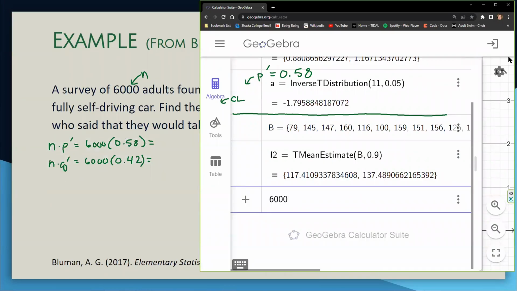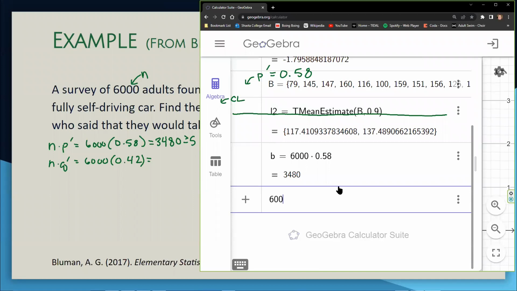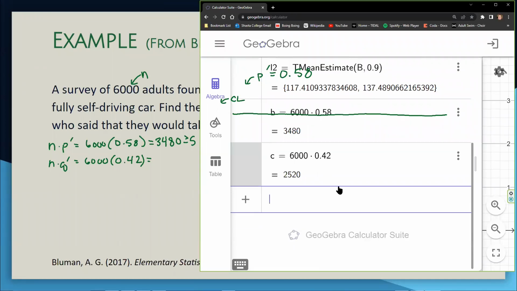So 6,000 times 0.58 is much bigger than we need it to be. That's 3,480, which is greater than or equal to 5. And then we're going to do the same thing for Q prime times N. So 6,000 times 0.42, and that's 2,520, which is also significantly bigger than 5. So we are cleared to start our confidence interval.